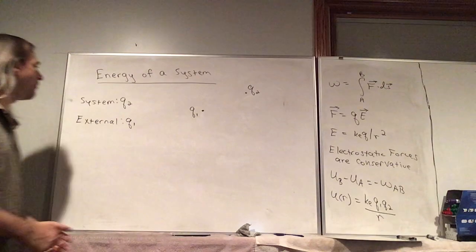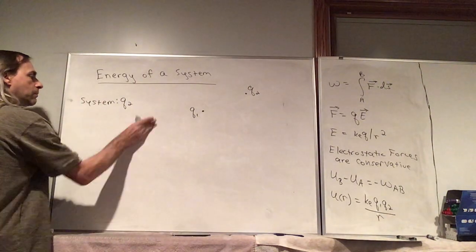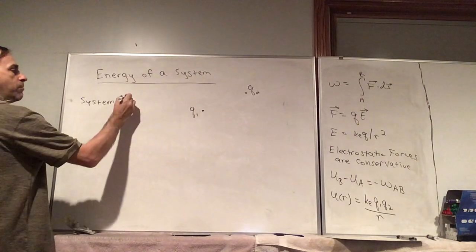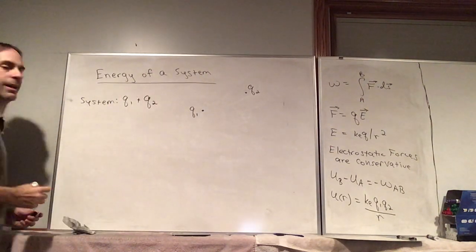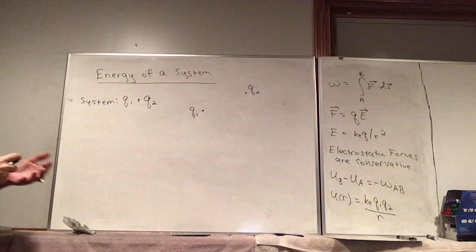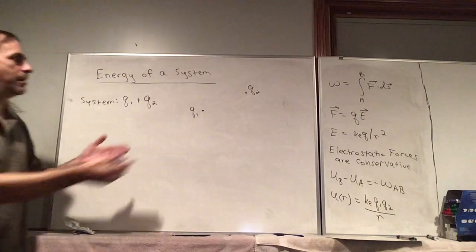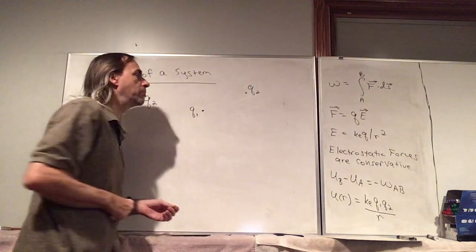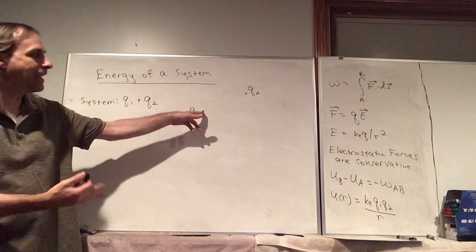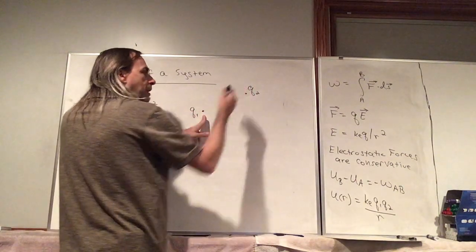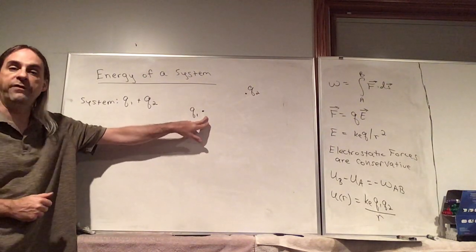But another way we could define this is we could say that our system is Q1 plus Q2. And in that case, the energy that we would calculate would be the energy of the system. It's shared among these two particles. Like, let's say before we said Q1 is fixed. And so in that case, it makes sense to consider our system to just be Q2 if Q1 is fixed.